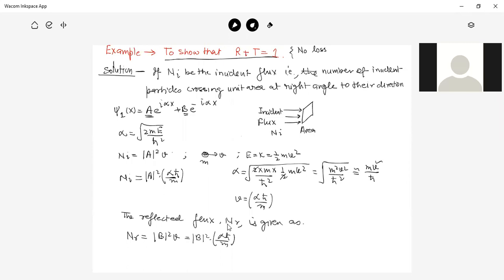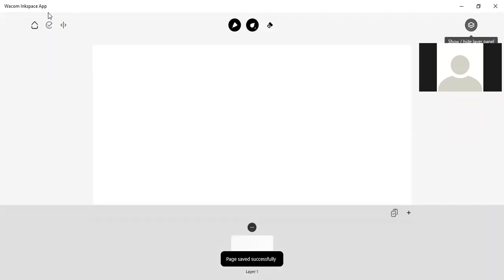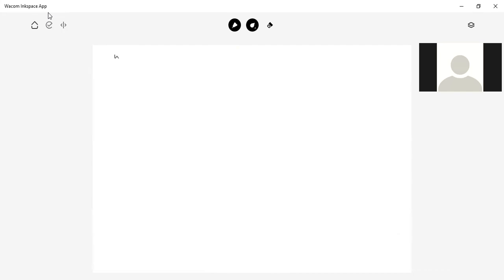Now we can express this B in terms of A. This B, we deduced in the previous lecture, is alpha minus gamma upon alpha plus gamma, and mod B square is mod A square alpha h cross by m.